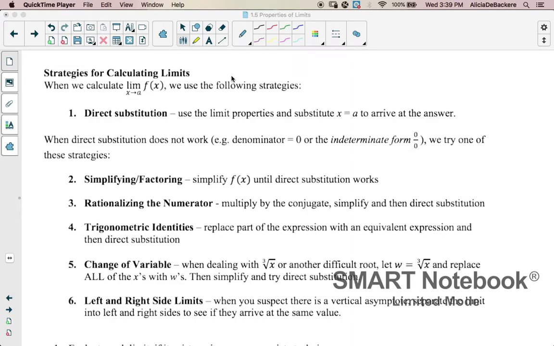Okay, welcome back to lesson 1.5. In the next part here, we're going to talk about different strategies for calculating limits. So when we calculate the limit as x approaches a of f of x, we use the following strategies.